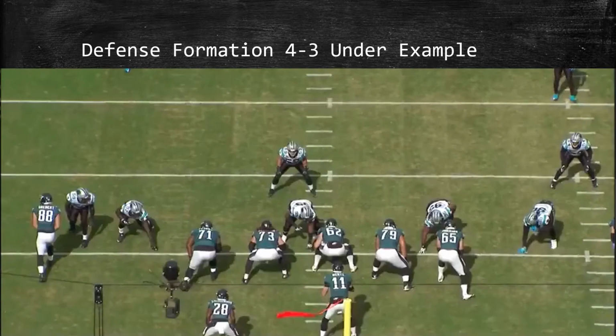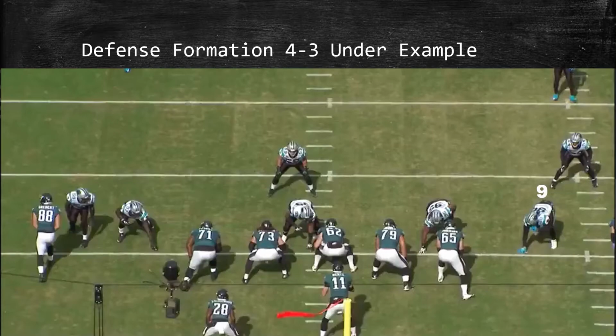Here's a nice little example of a 4-3 under look. This game is the Carolina Panthers and your Philadelphia Eagles. So as you can see, you have the 5 technique lined up nice and wide. You have the 1, you have the 3, and you have that 9 technique.